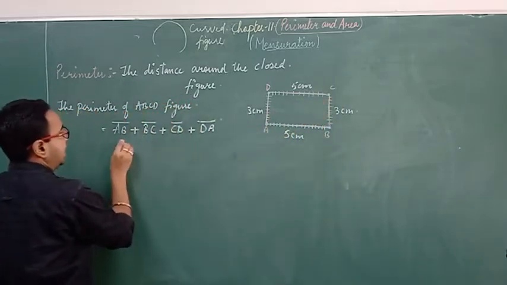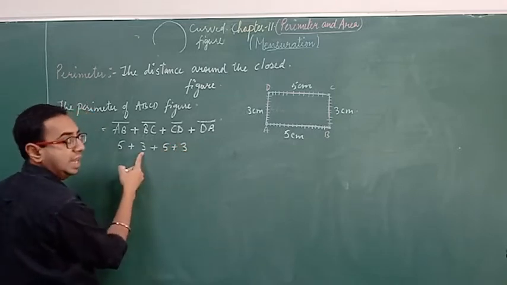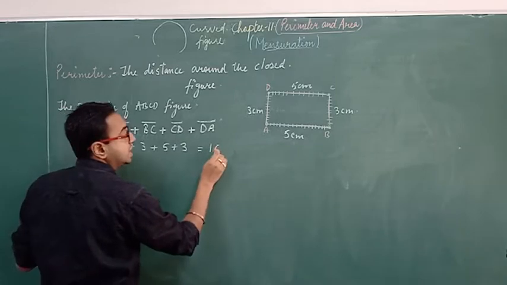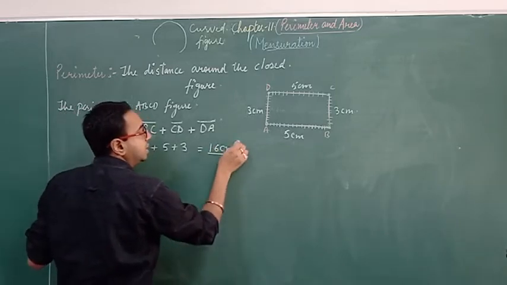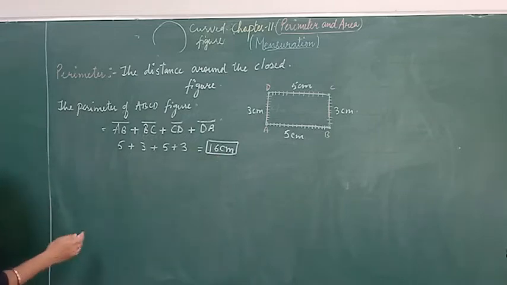Now, 5 plus 3, 5 plus 3. 5 plus 3, 8. 8 plus 5, 13. 13 plus 3 is 16. 16 centimeter is the perimeter of the given figure. Now why centimeter? Let's see.